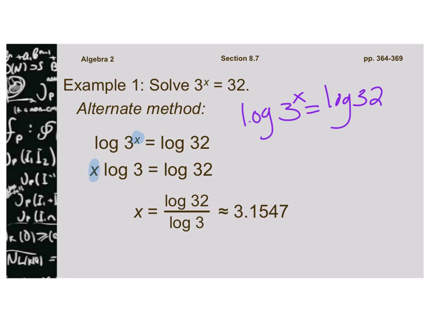Then I divide both sides by log 3. So you can see I divide both sides by log 3. They cross out here, and I get log 32 over log 3. Plug it in my calculator, and again, I get my lovely, I wasn't in highlight mode. There we go. 3.1547. All right, moving on.